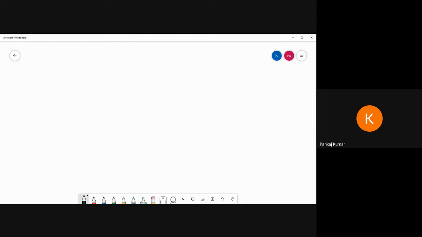Suppose I'm going to draw like this one. I'm drawing this one as the S state. Then I'm going to draw this way. This is S, this is A.